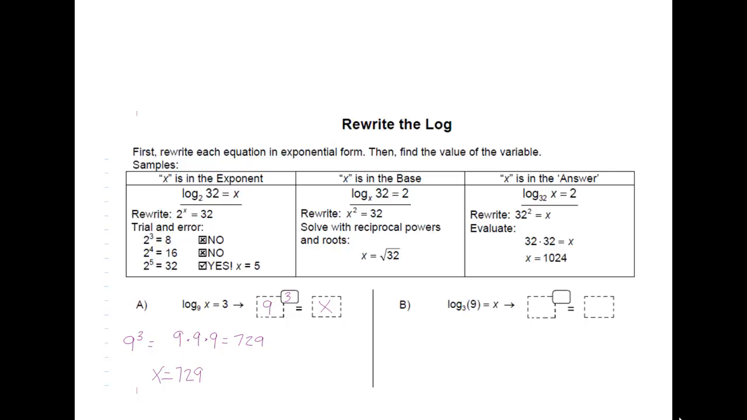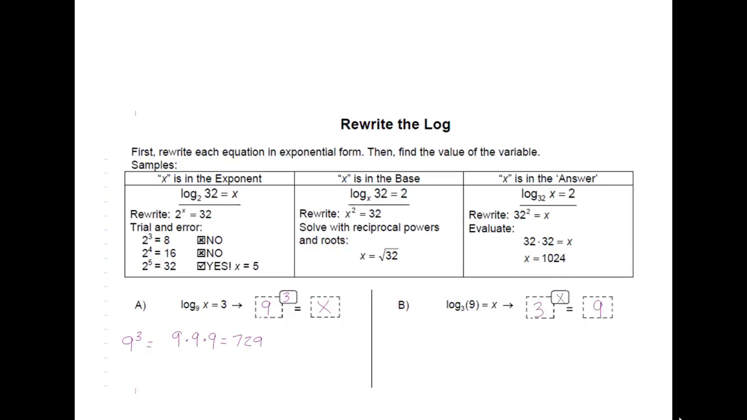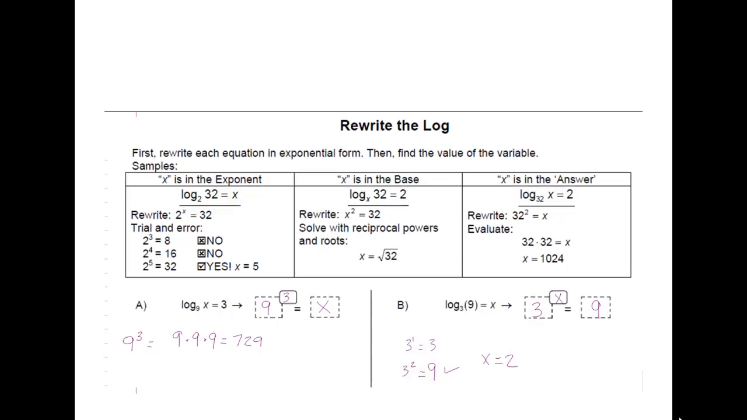B is log base 3 of 9 equals x. And this time, x is the exponent. So it would be like the first scenario. When we rewrite, it becomes 3 to the x power equals 9. Now, what power would x have to be in order for it to be 9? Well, let's try a couple. 3 to the 1 is 3. 3 to the second is 9. That would have to mean that x is 2.